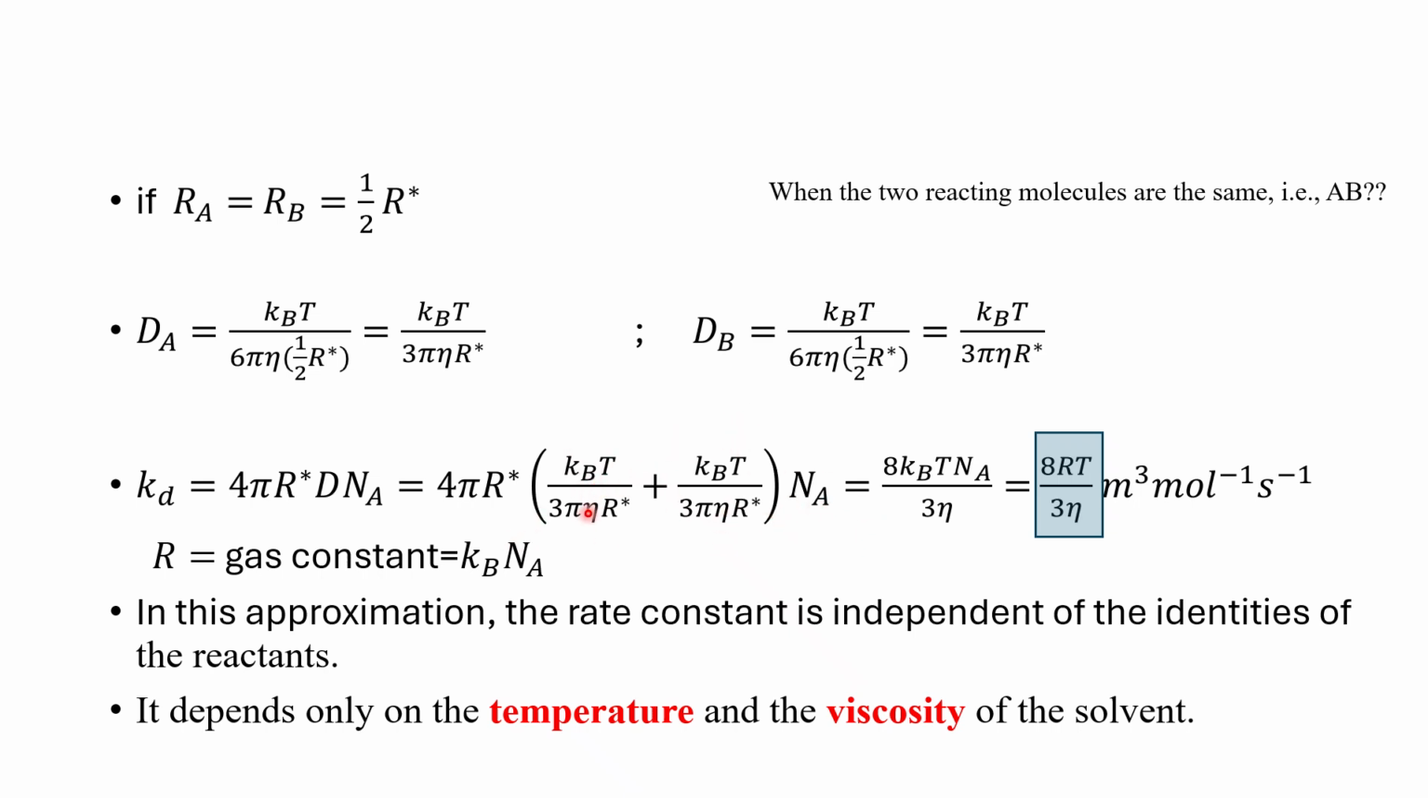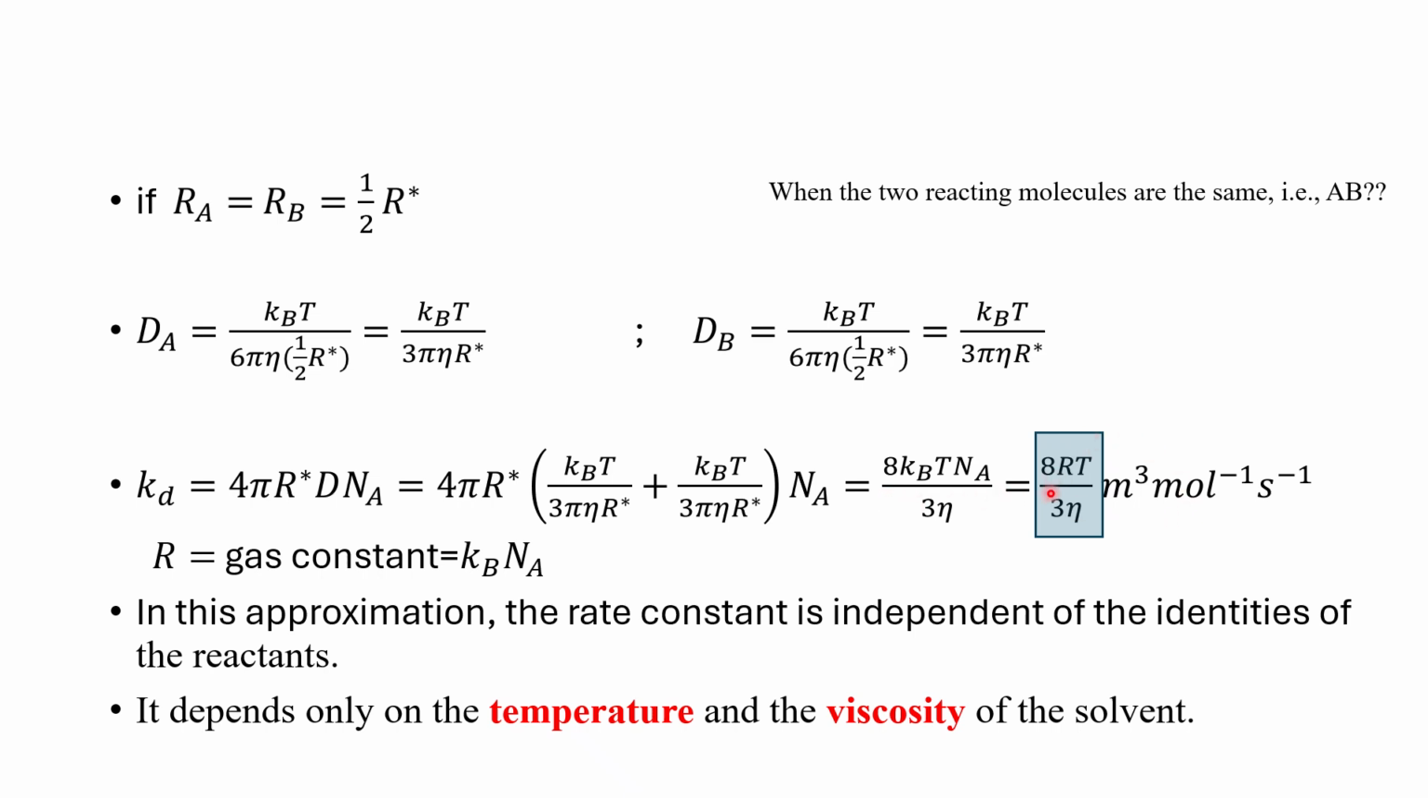So after we simplify the expressions here, it will give us the rate constant for diffusion equal to 8 multiplied by the Boltzmann constant multiplied by T and also the Avogadro constant, divided by 3 times the viscosity of the solvent. Okay, so this one plus this one gives 2kT over 3 pi viscosity R star. So R star cancels off, and then 2 times 4, we will get 8.